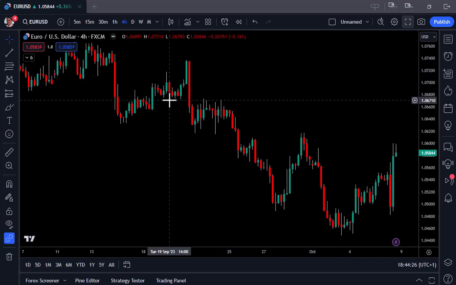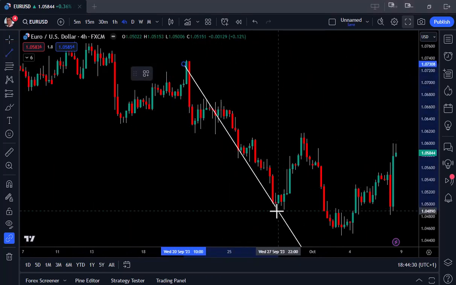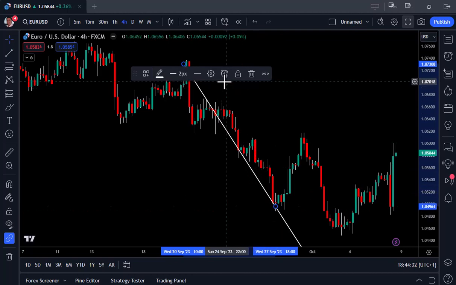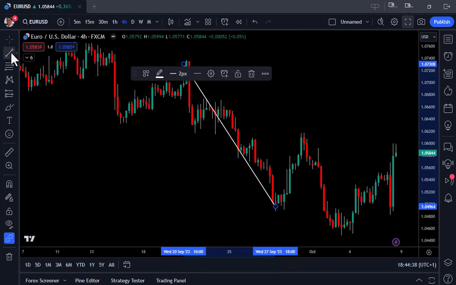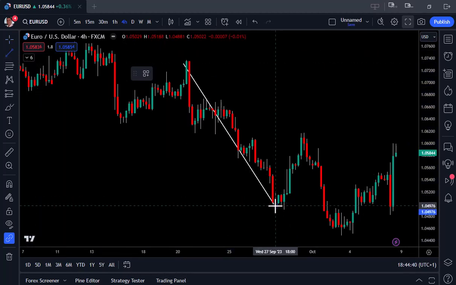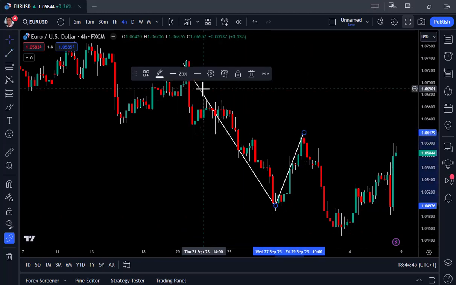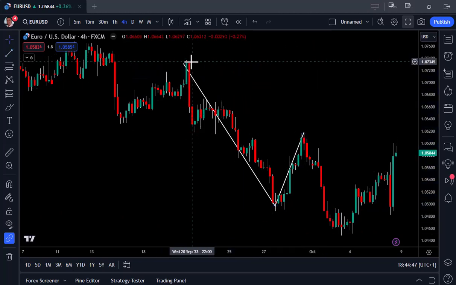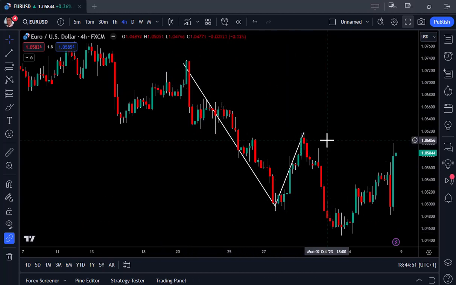Now, I haven't got a drawing tool on here as such. A retracement would be, I'm going to have to quickly adjust this, so we get rid of the extended right, that's it. So a retracement is from the high up there to the low, and that's the retracement. So that's Fibonacci used in retracement.